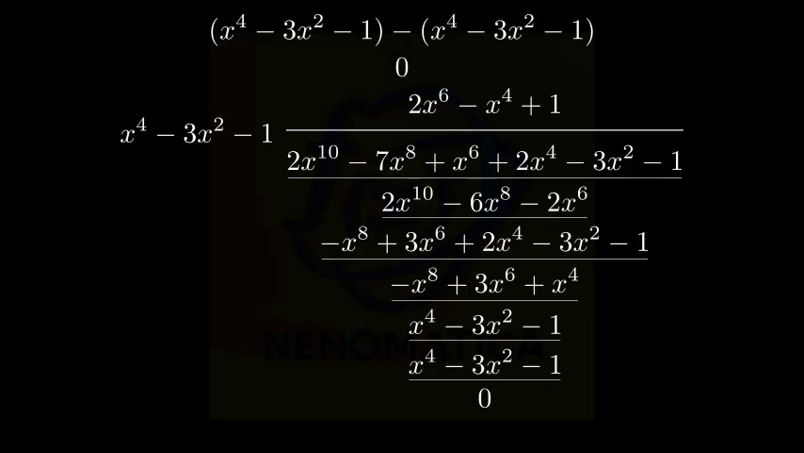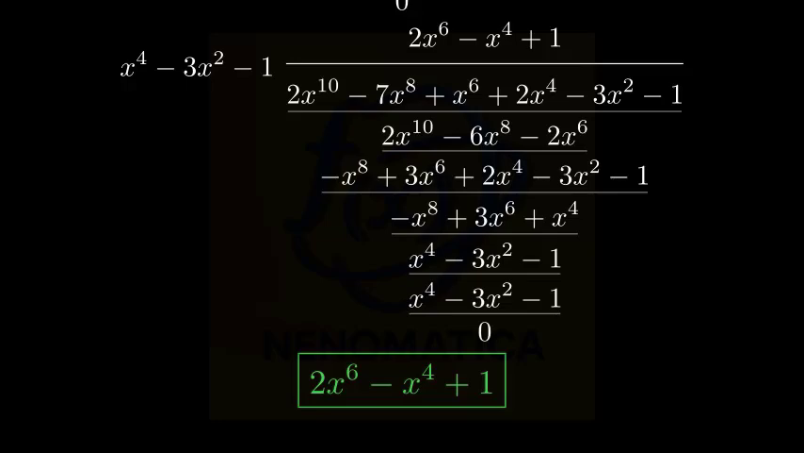Therefore, our final answer is 2x to the 6th power minus x to the 4th power plus 1. This means that 2x to the 10th power minus 7x to the 8th power plus x to the 6th power plus 2x to the 4th power minus 3x squared minus 1 is exactly divisible by x to the 4th power minus 3x squared minus 1, with no remainder. This process is similar to arithmetic long division, but applied to polynomials.